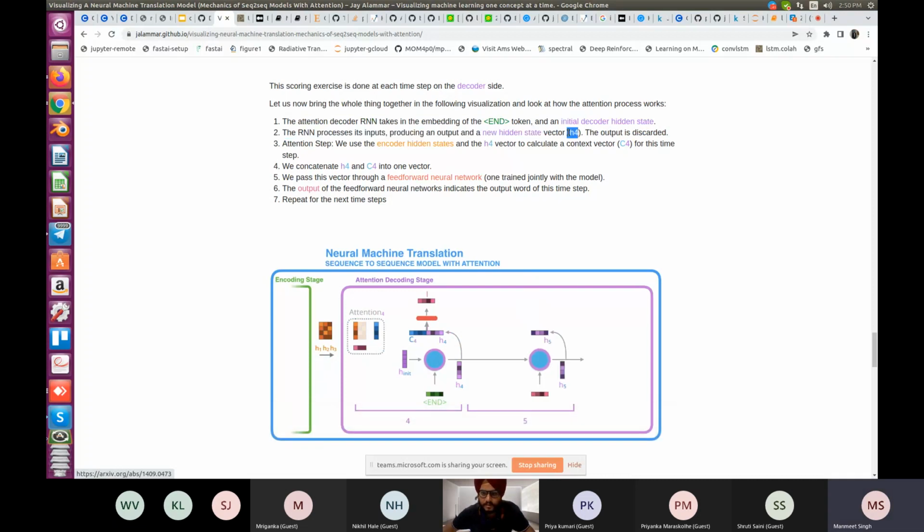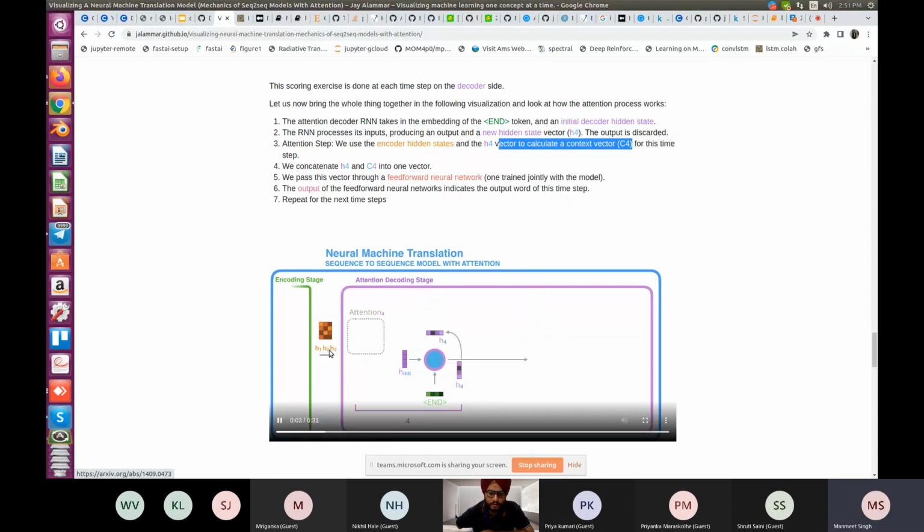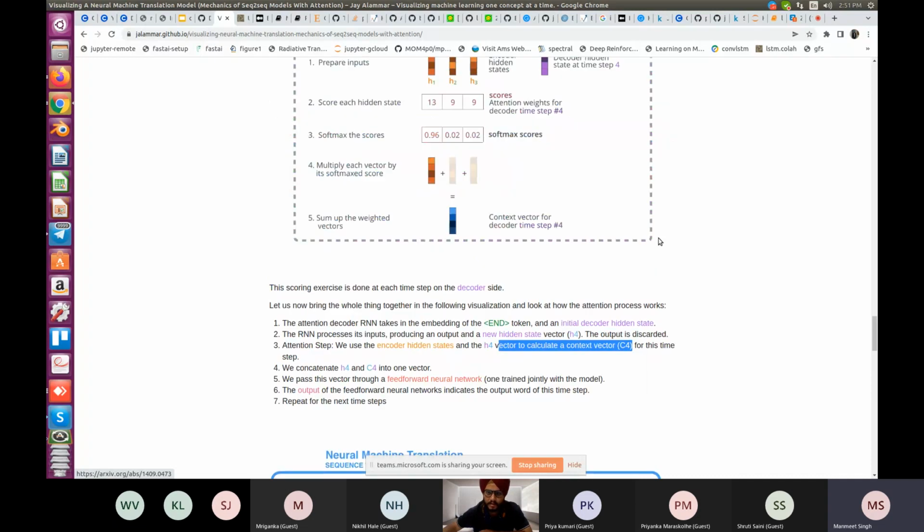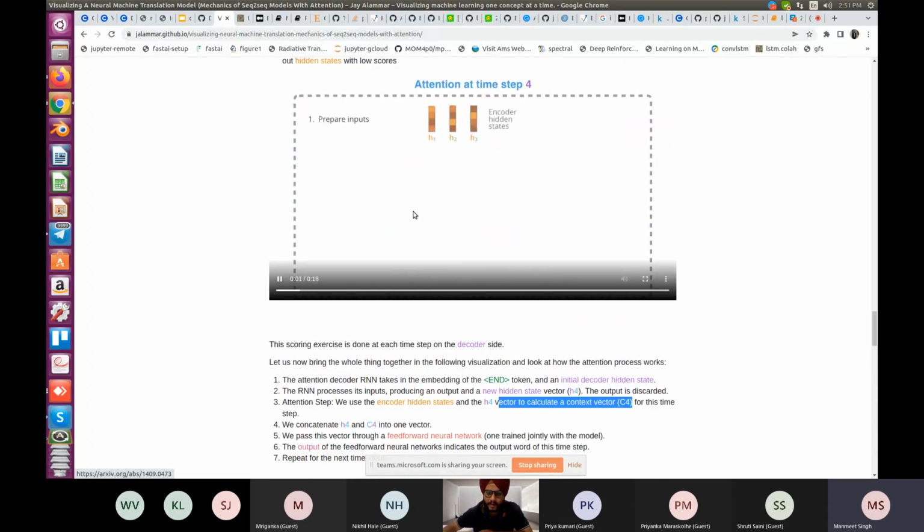This new hidden state is known as H4, and the output is discarded. In the attention step, you use the encoder hidden states and the H4 vector to calculate a context vector for this time step. So you have the encoder hidden states H1, H2, H3, which have already been weighted by these softmax scores.